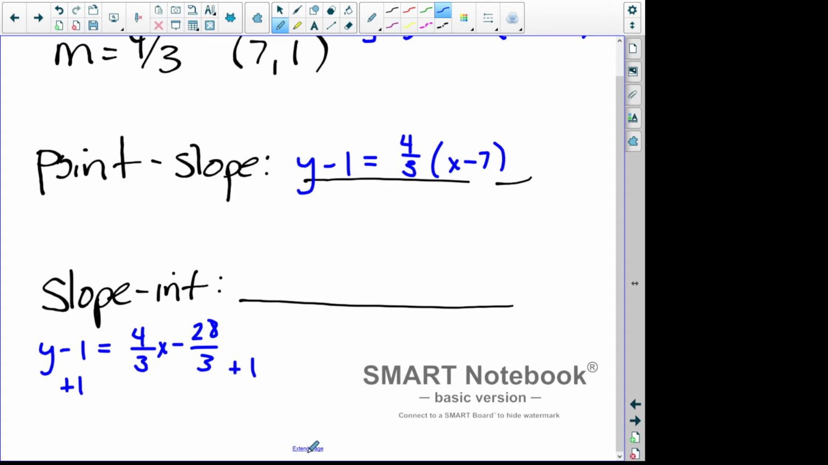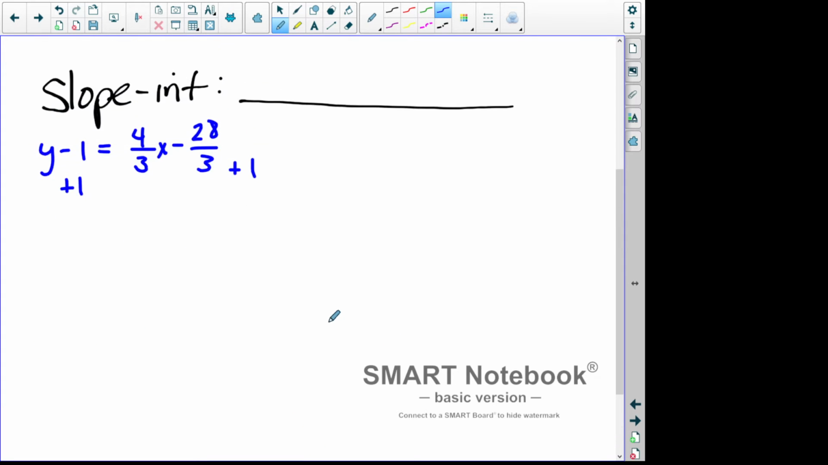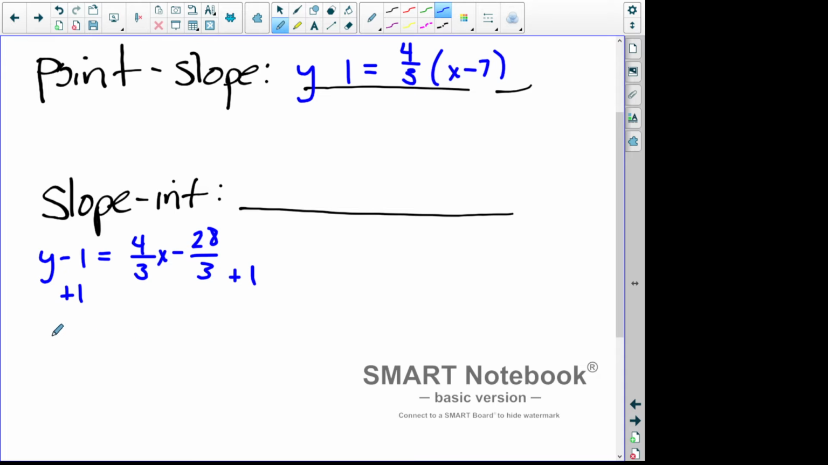The screen's kind of flipping out there, but that's all right. Okay, so now I add those together, and I've got y all by itself, which is what we want. I've got 4/3 x, so there's my mx.